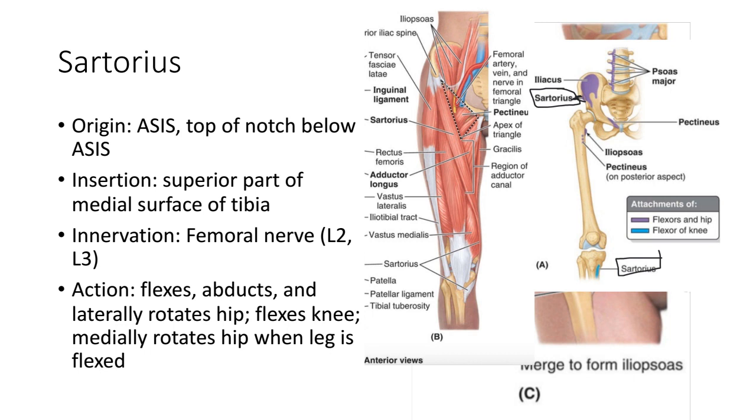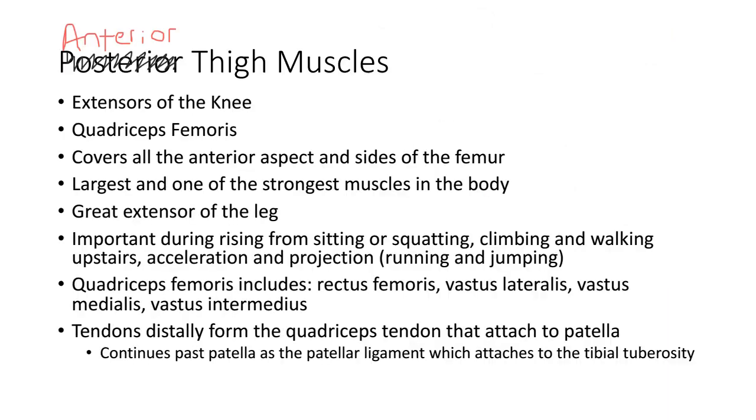So it's going to cross 2 joints. It crosses the hip joint, and then it crosses the knee joint. It's innervated by the femoral nerve, and its job is to flex, abduct, and laterally rotate the hip. Because it's also crossing the knee joint, it can also flex the knee, or work as a synergist to flex the knee, and to medially rotate the hip when the leg is flexed. So it just depends on the position of the knee. If the knee is extended, then it will help to laterally rotate the hip. But if the knee is bent, then it will work to medially rotate the hip.